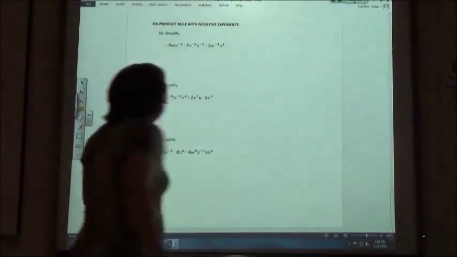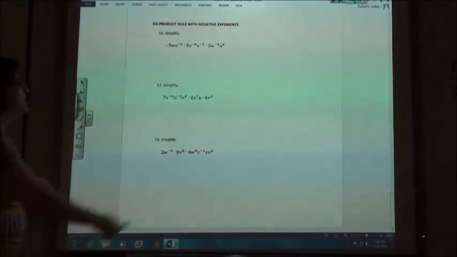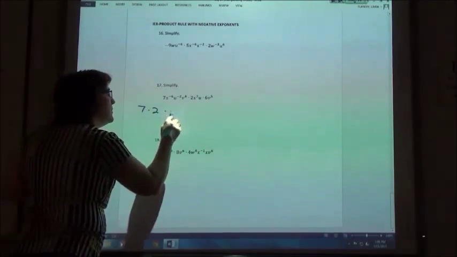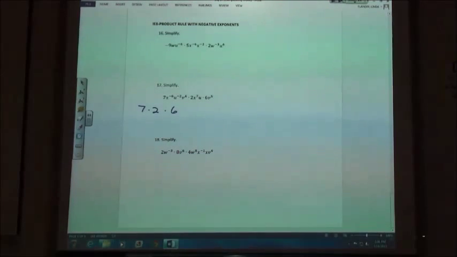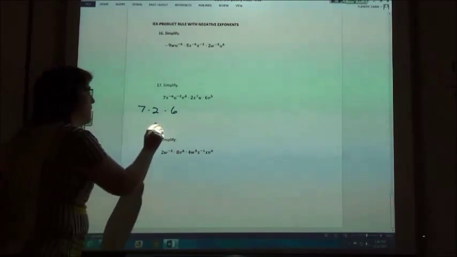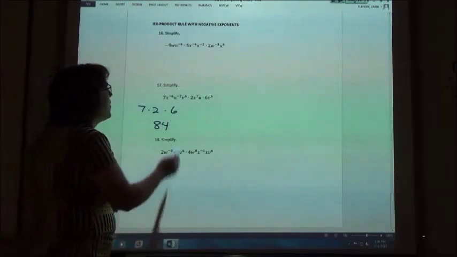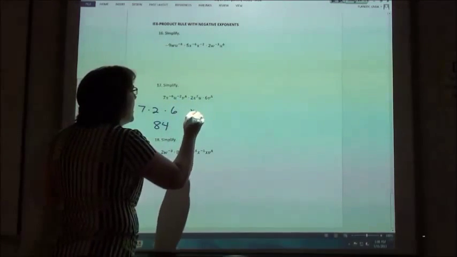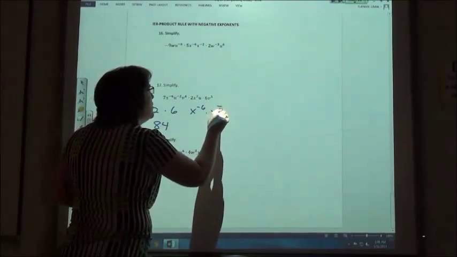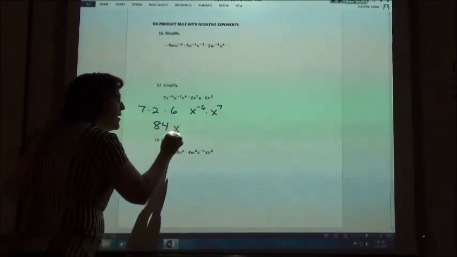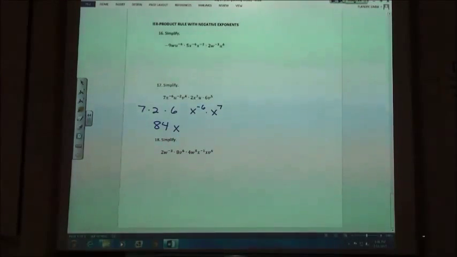So number 17, same kind of thing. I'm going to start with my coefficients, my numbers. So I'm going to take 7 times 2 times 6. 84. Your variables, it really doesn't matter what order you go in. I just usually go in the same order the problem had it. So I'm going to do my x's first. I have x to the negative 6 times an x to the 7th. I get just an x, right? X to the first, which is just x.